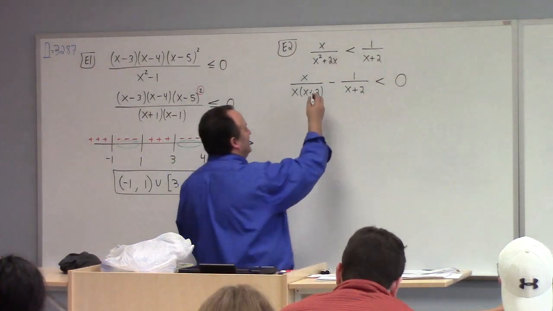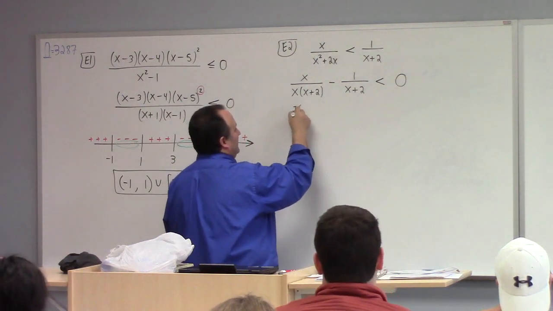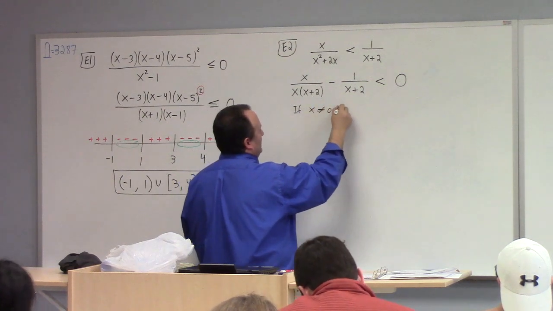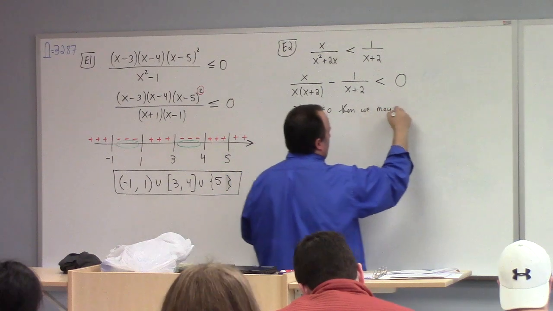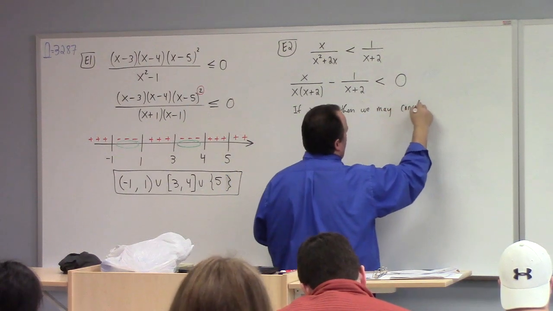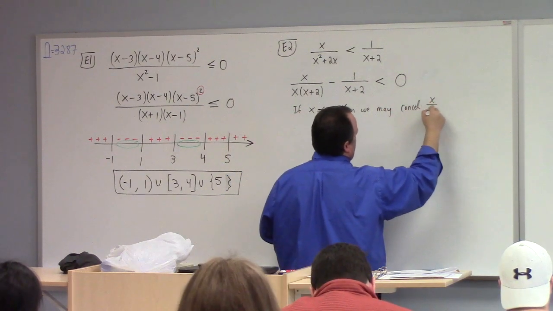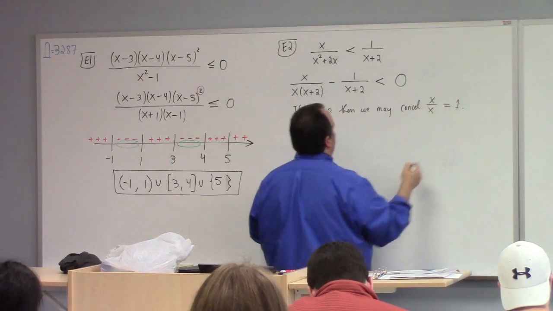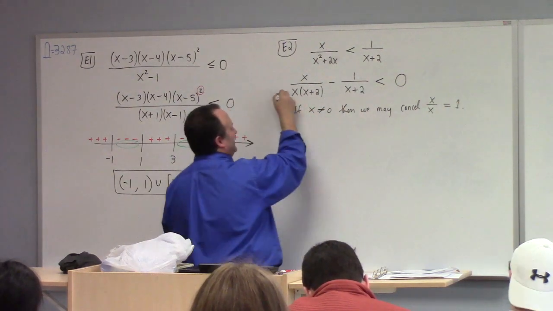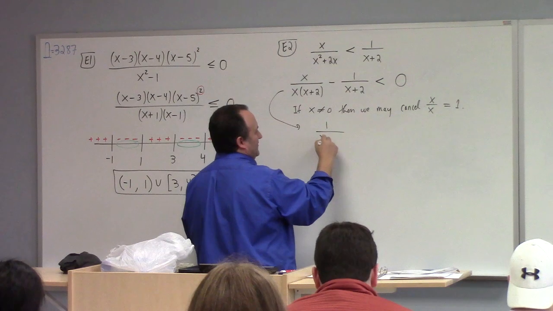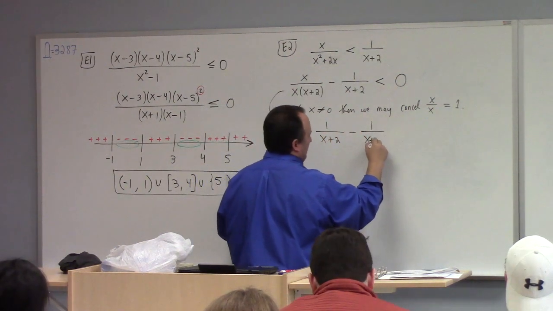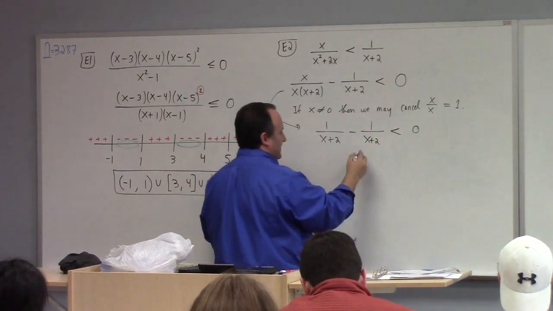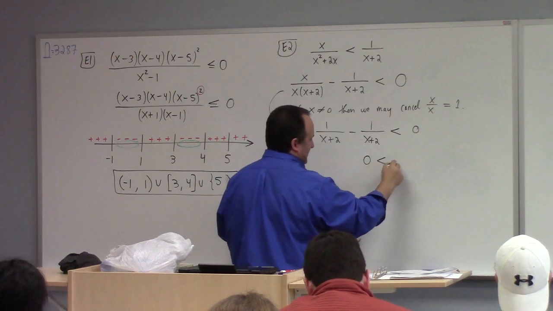What happens here if x is not equal to 0? Then we may cancel x over x, right? And what does this become? This becomes 1 over x plus 2 minus 1 over x plus 2 less than 0, which gives me what? That gives me 0 less than 0.